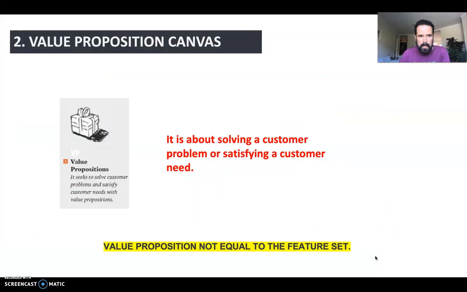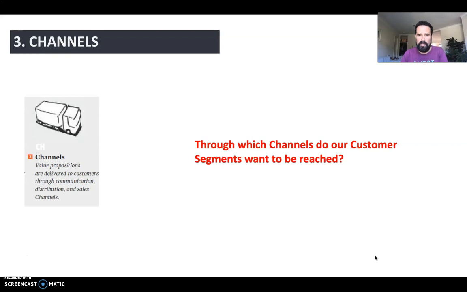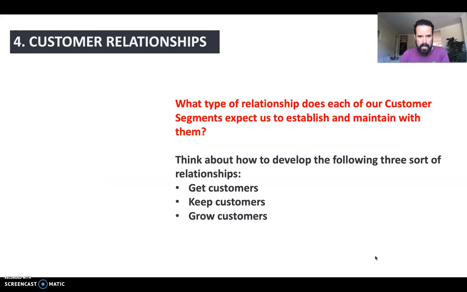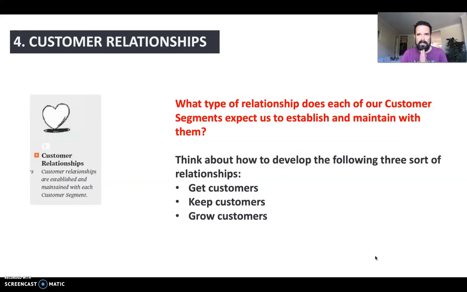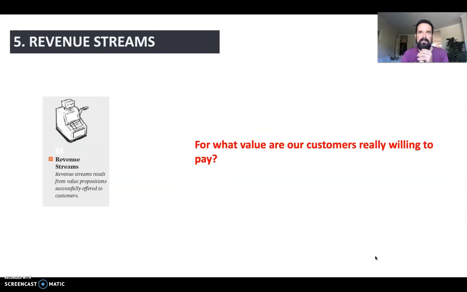Okay. The third one is channels: how you are going to reach your customer segment, which channel you are going to use. Number 4 is customer relationship. It's important here to mention that you need to define how you are going to get customers, how you are going to keep customers, and how you are going to scale or grow customers. Number 5 is the revenue stream: how you are going to get money. You are going to sell the product, the service. You are going to offer a license. What kind of strategy, the pricing strategy, you are going to use to get money.